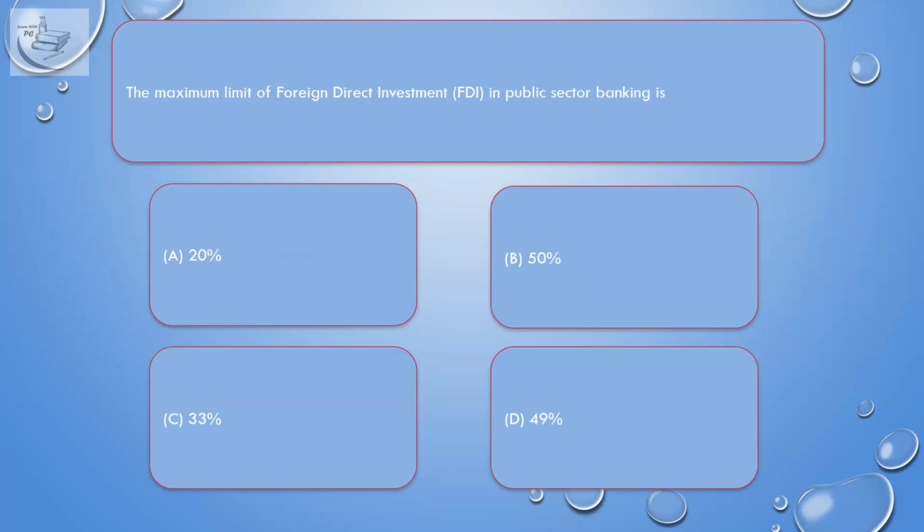Question: the maximum limit of foreign direct investment (FDI) in public sector banking is A. 20%, B. 50%, C. 33%, D. 49%. Correct answer is A. 20%.